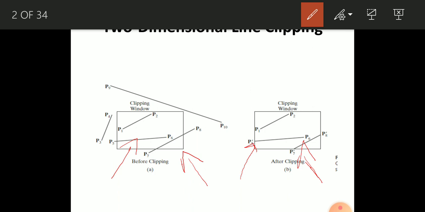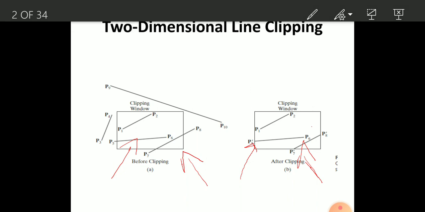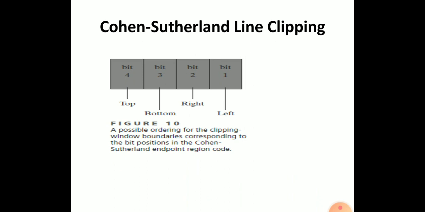P7 and P8. Now this is how we choose the part of the line segment that needs to be displayed on the screen, by finding the intersection points with the clipping window. Now, in order to do this, many algorithms have been proposed. One such algorithm, as you can see, is the Cohen-Sutherland line clipping algorithm.